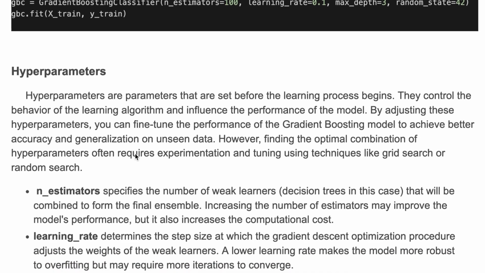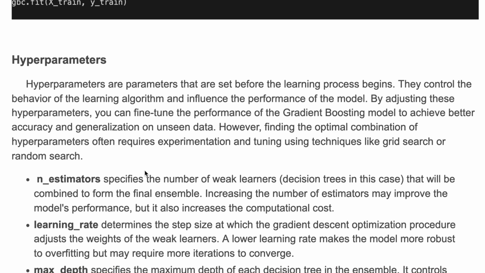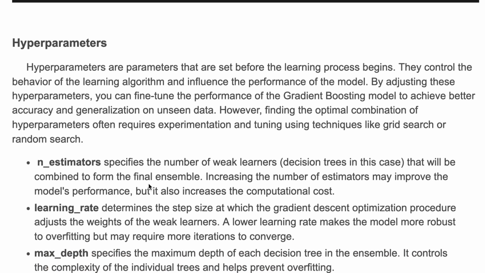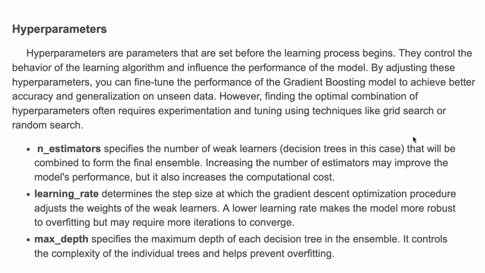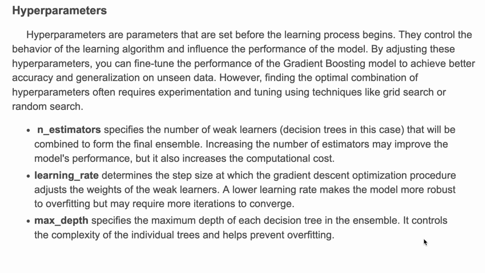Here, the number of estimators specifies the number of weak learners, decision trees in this case, that will be combined to form the final ensemble. Increasing the number of estimators may improve the model's performance, but it also increases the computational cost. Learning rate determines the step size at which the gradient descent optimization procedure adjusts the weights of the weak learners. A lower learning rate makes the model more robust to overfitting, but may require more iterations to converge. Maximum depth specifies the maximum depth of each decision tree in the ensemble. It controls the complexity of the individual trees and helps prevent overfitting.